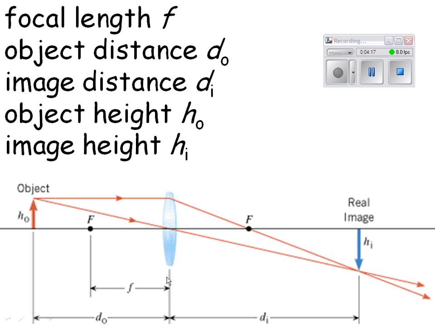So here are all the variables we have to know. The focal length F is the distance from the focal point to the lens. The object distance DO is the distance from the object to the lens. The image distance DI is from the lens out to the image. The height of the object, HO, is just that, and HI is the height of the image. These are the variables we have to know to solve our problems.